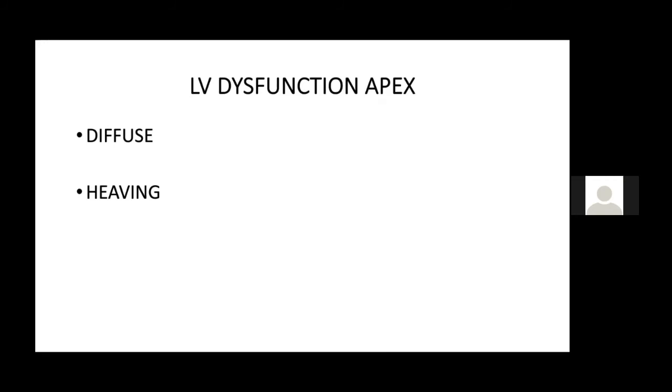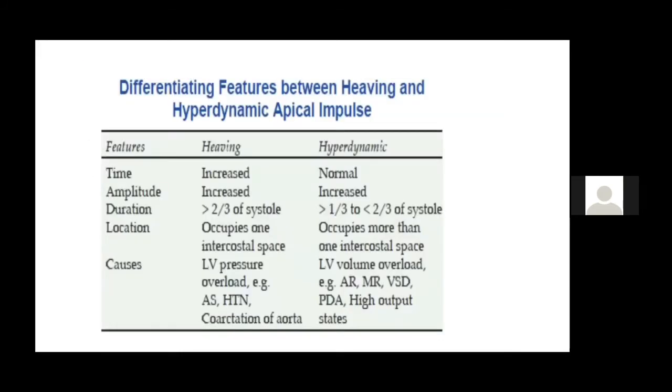There is one more example where you get a diffuse and heaving apex, which is the left ventricular aneurysm. Patients who have a history of myocardial infarction can in the future develop an aneurysm of the LV, where they can have a diffuse and heaving type of apex.